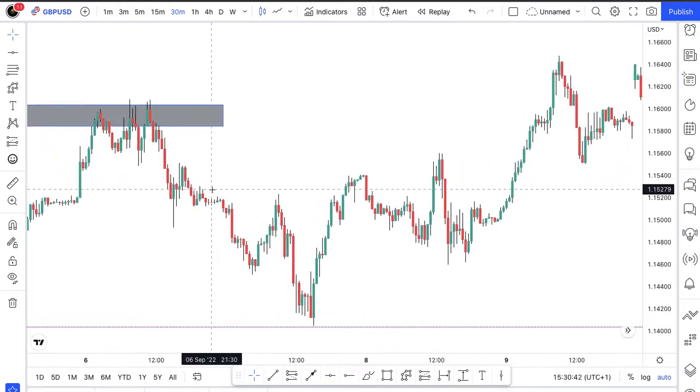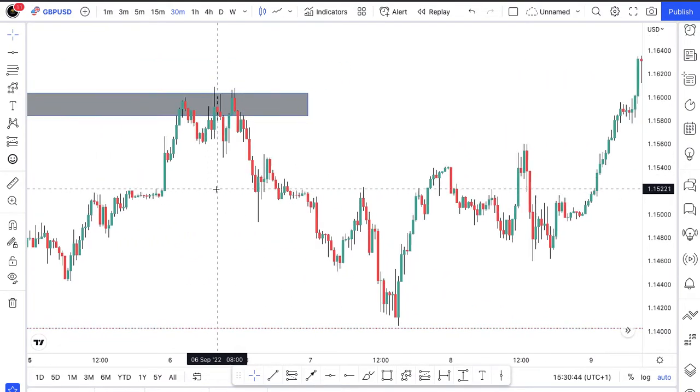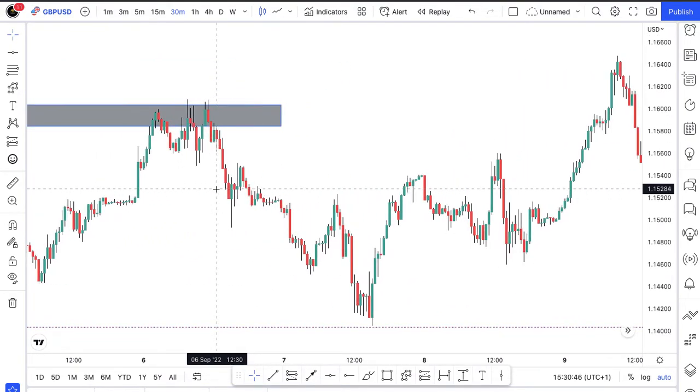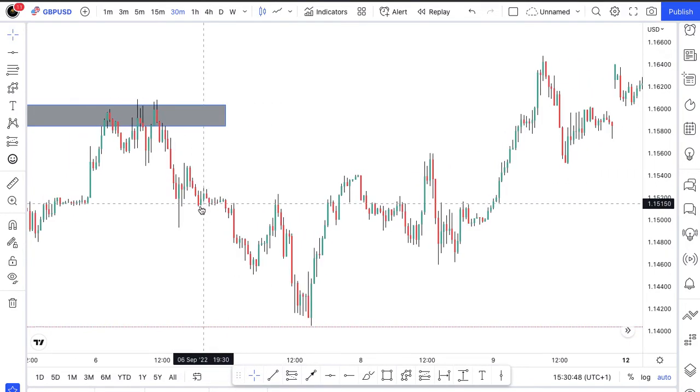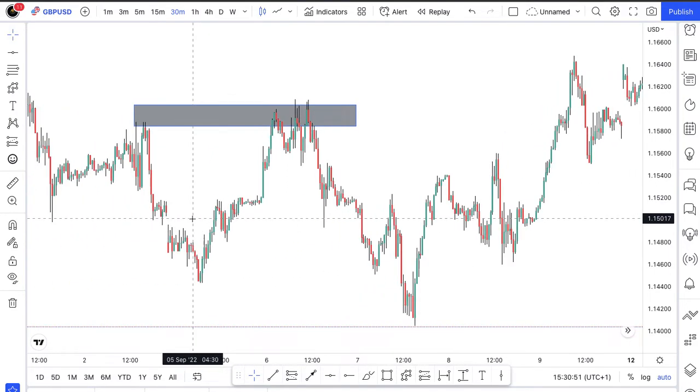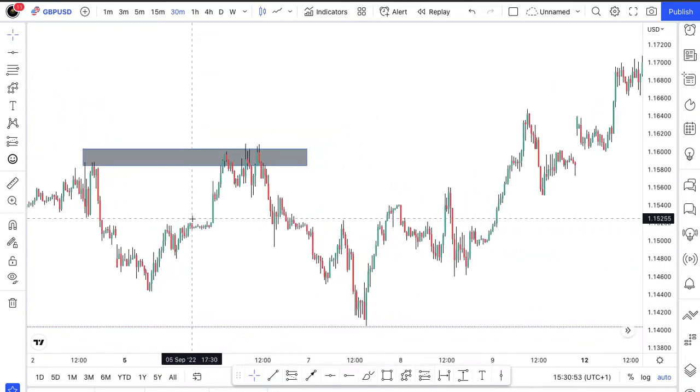Very simple. I want to show you this with a chart. Remember that I told you about support and resistance being broken. When a support is broken, it automatically turns into a resistance. And when a resistance is broken, it turns into a support, okay?